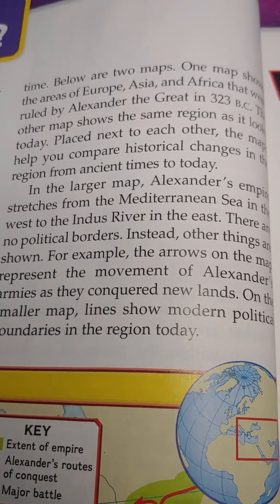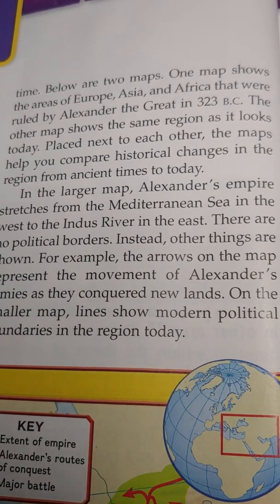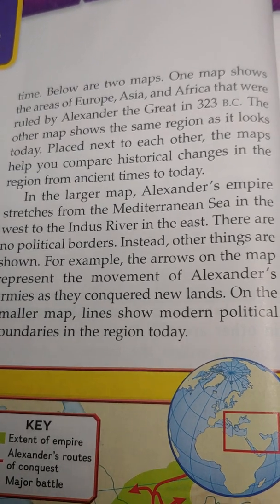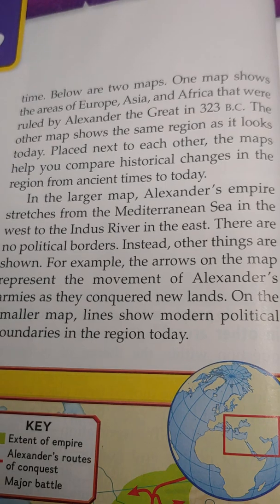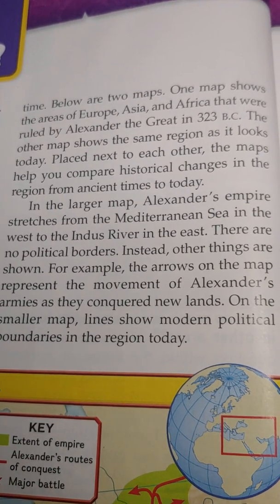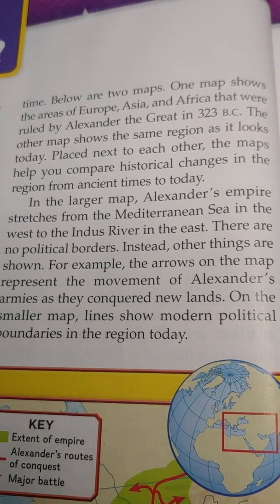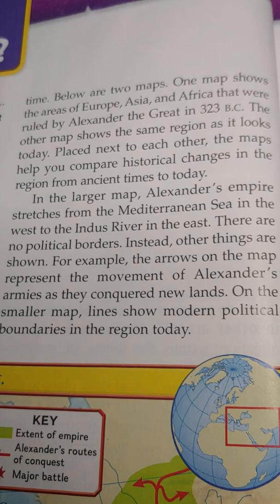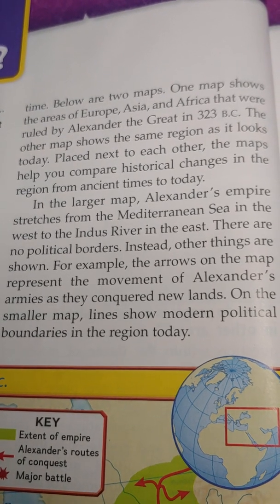Below are two maps. One map shows the areas of Europe, Asia, and Africa that were ruled by Alexander the Great in 323 BC. Remember, that meant before Common Era, right? The other map shows the same region as it looks today. Placed next to each other, the maps help you compare historical changes in the region from ancient times to today.